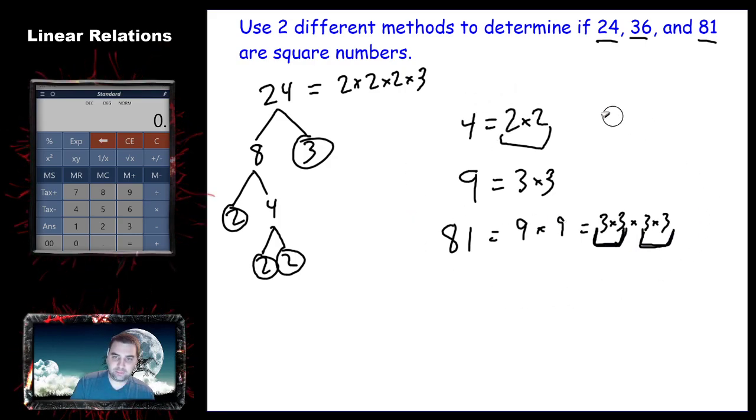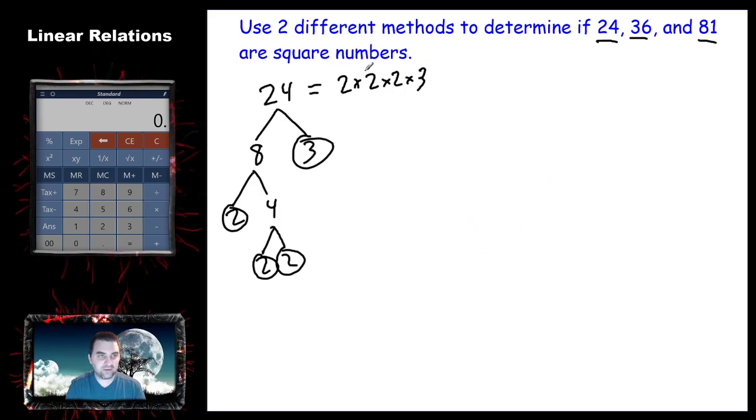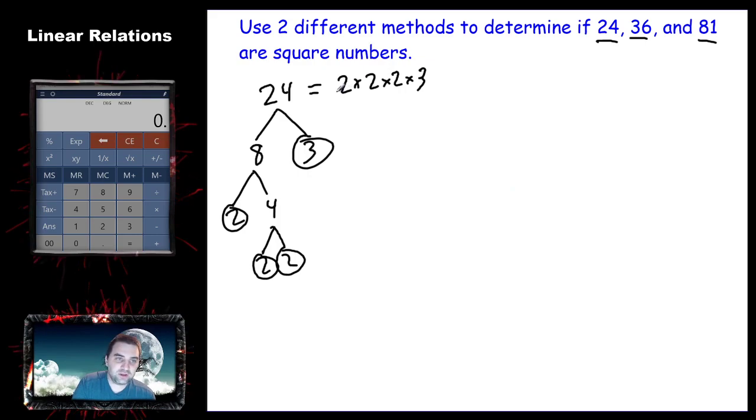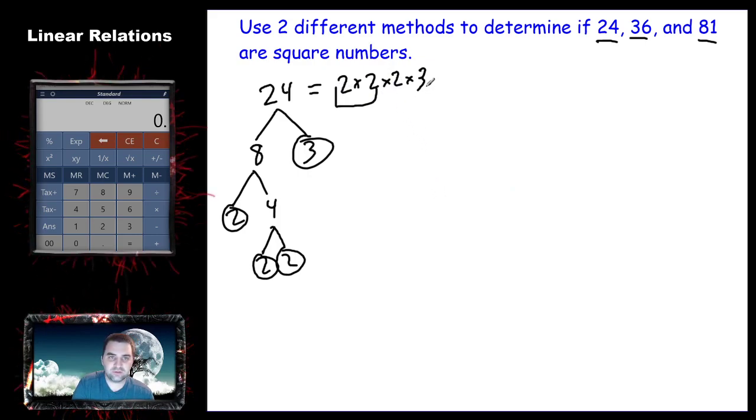All right, so now we get back to our original question. We're trying to find out if 24 is a square number. Well, if we look at these numbers, we have 2 times 2, those pair off, but the other part is 2 times 3. If it was a 2 times 2, yes, it would be, but it is not. It's a 2 times 3, so 24 is not a square.